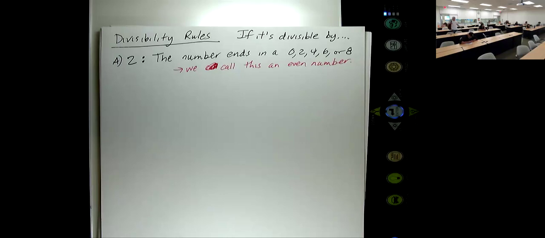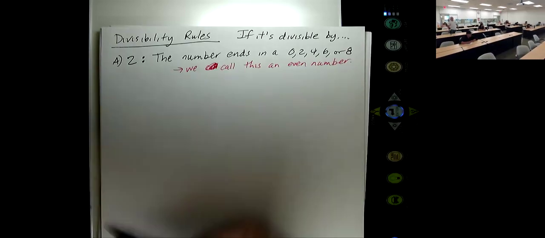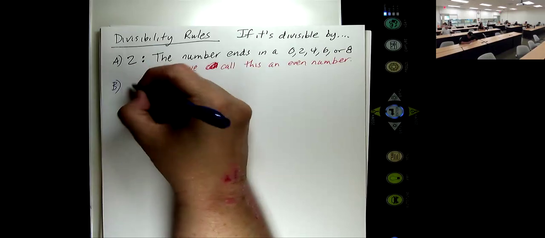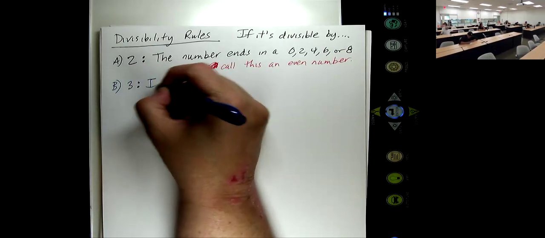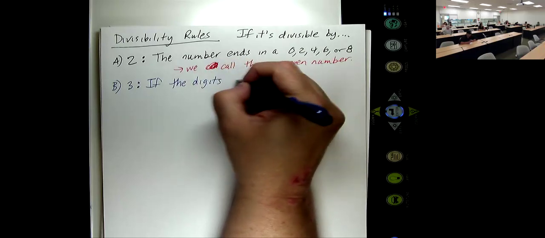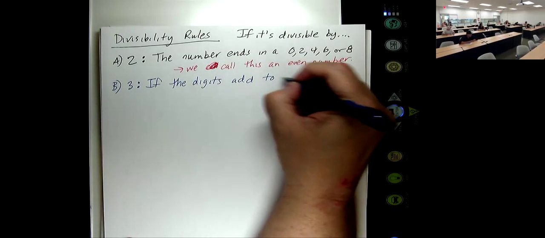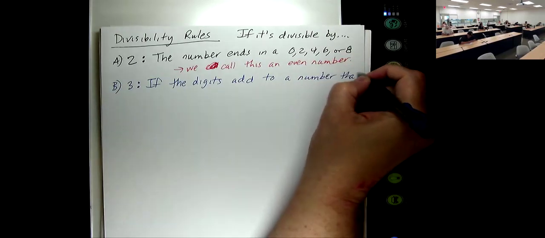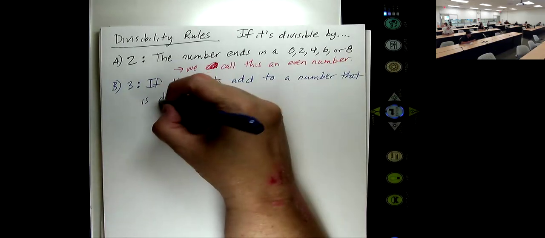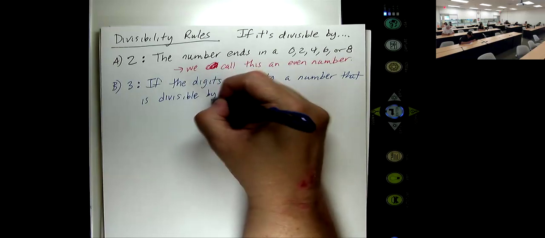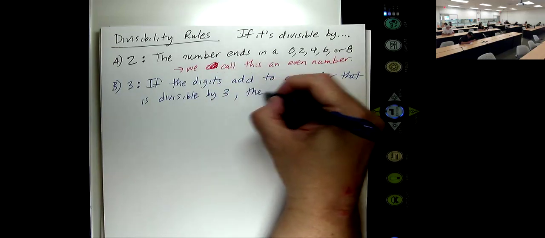Three is magic. The divisibility rule for 3: if the digits add to a number that is divisible by 3, the big number is also divisible by 3.